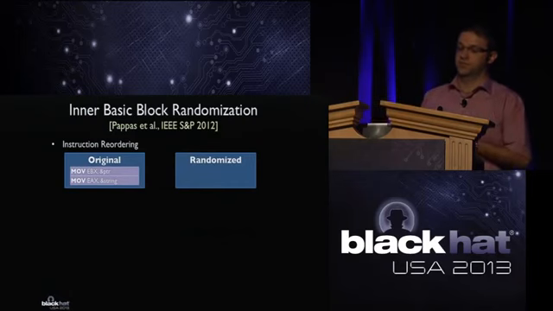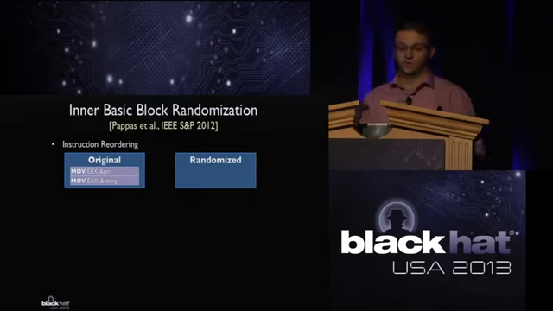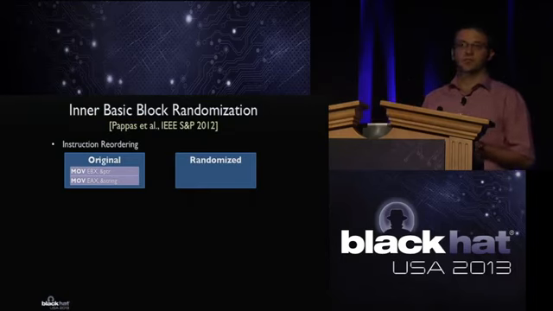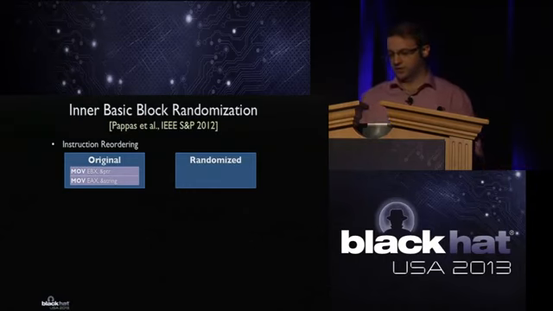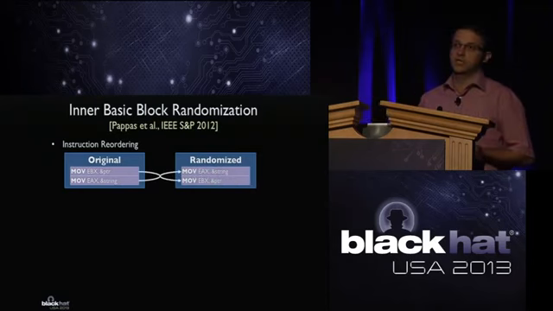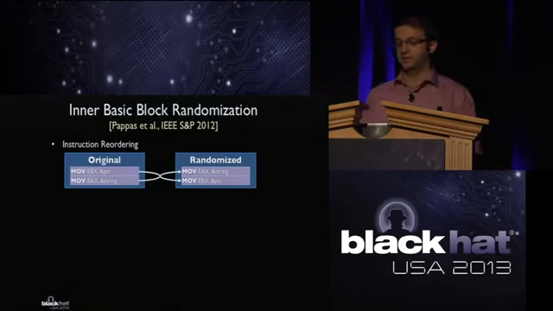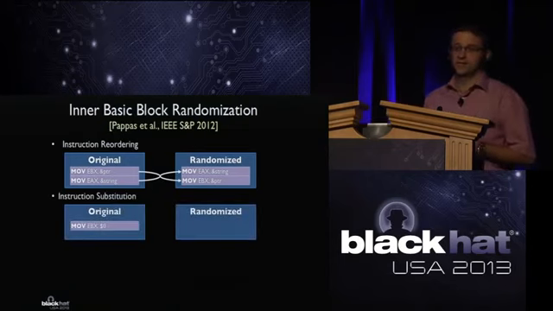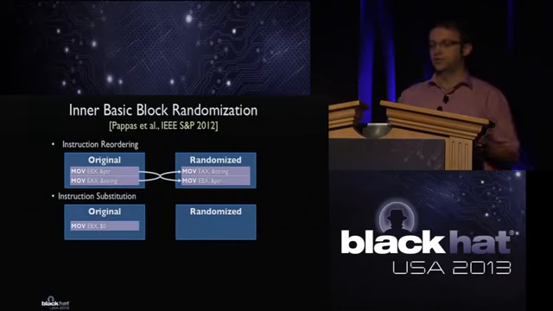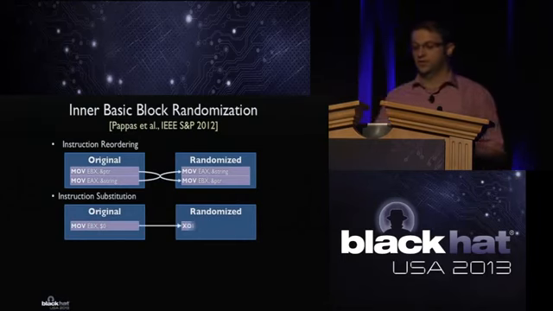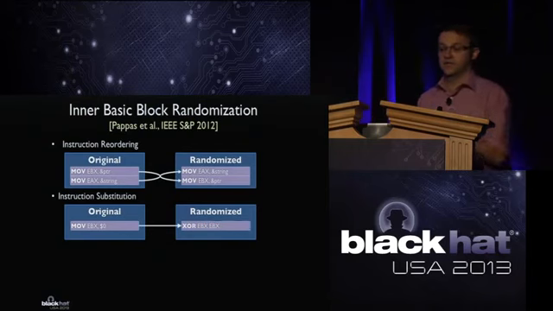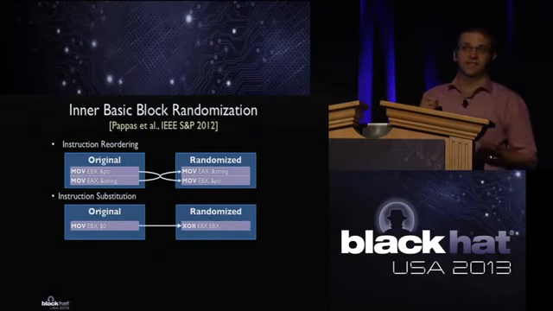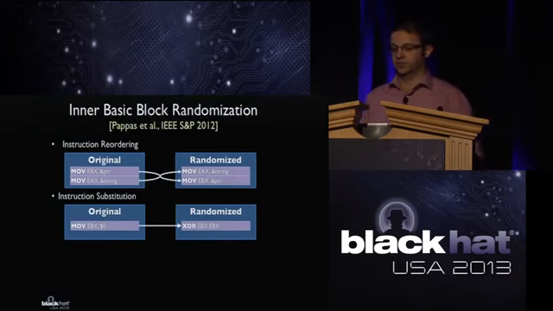The first proposal, presented by Pappas et al., enforces randomization within a basic block. And the authors specifically propose 3 randomization techniques. The first technique is based on instruction reordering, which is obviously only possible if the instructions have no dependency on each other, so that they can be easily switched. The second technique proposed is instruction substitution, where we replace an existing instruction with an equivalent instruction that has the same effect. Note that this technique does not directly prevent return-oriented programming.